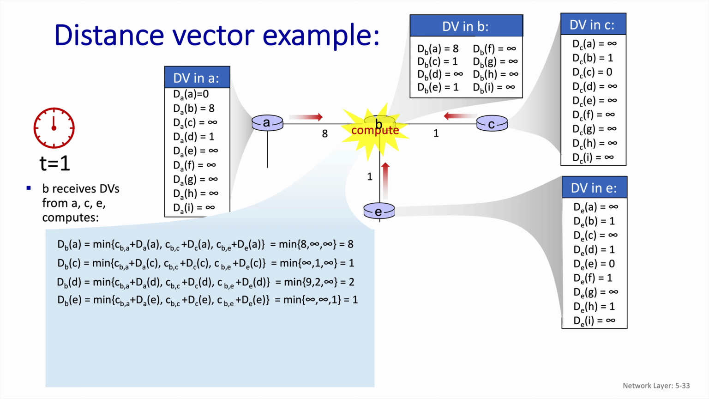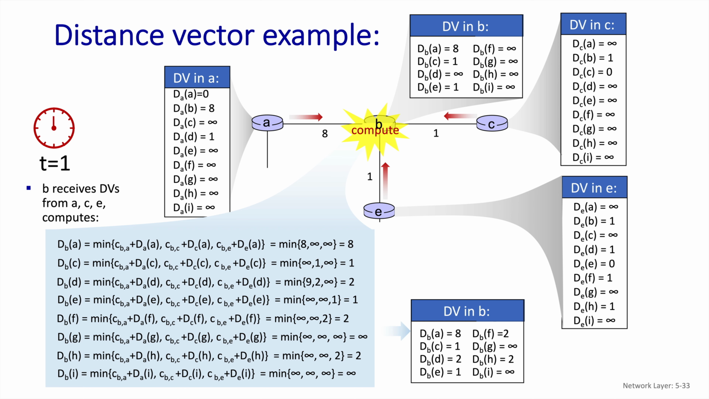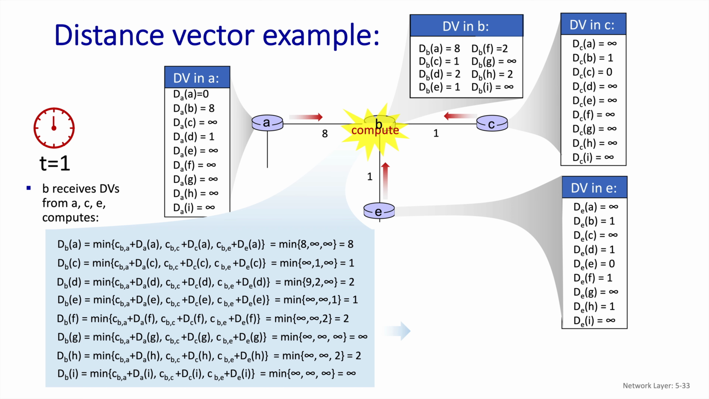The cost to E is still its direct cost, but it has a new cost to F of 2, infinite cost to get to G, cost of 2 to reach H, and an infinite cost to get to I. So now B has an updated distance vector, which it uses to replace its existing distance vector.